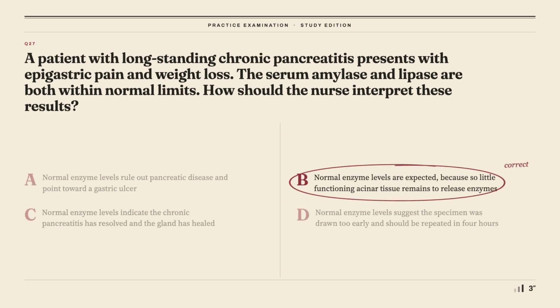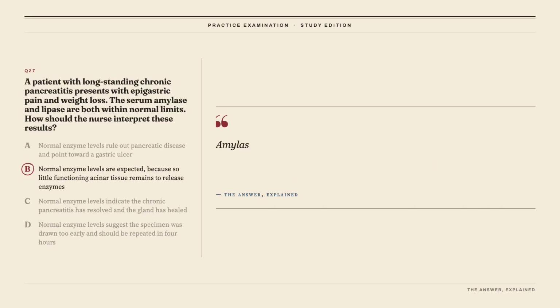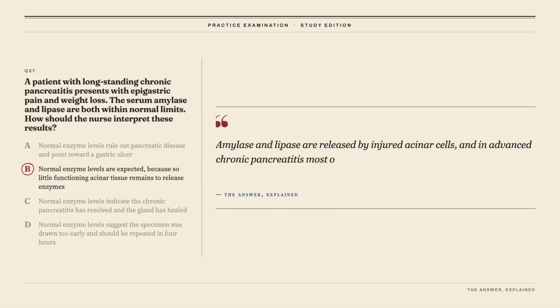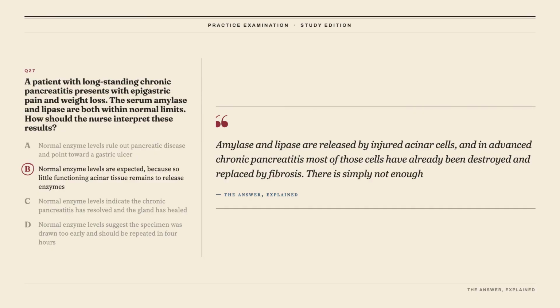The correct answer is B. Normal enzyme levels are expected because so little functioning acinar tissue remains to release enzymes. B is correct because amylase and lipase are released by injured acinar cells, and in advanced chronic pancreatitis, most of those cells have already been destroyed and replaced by fibrosis. There is simply not enough enzyme-producing tissue left to generate a high serum level. This is a sharp and frequently tested contrast with acute pancreatitis, where levels exceed 3 times normal.